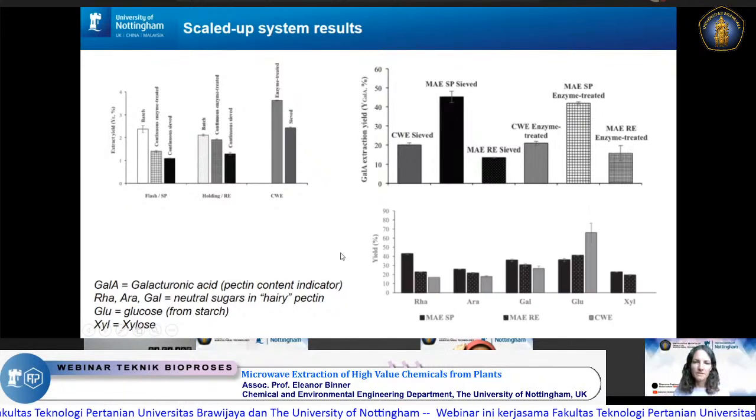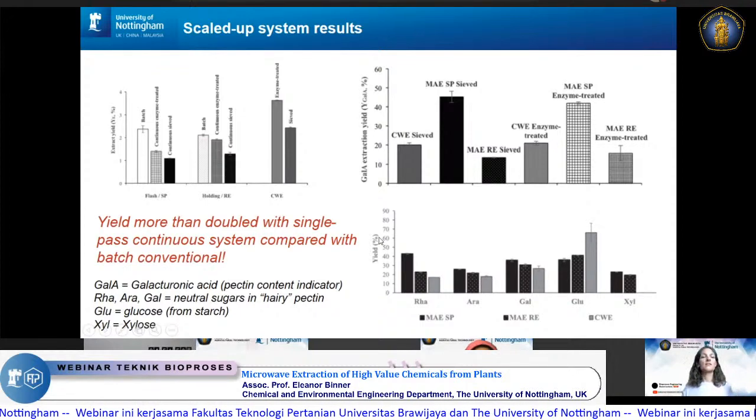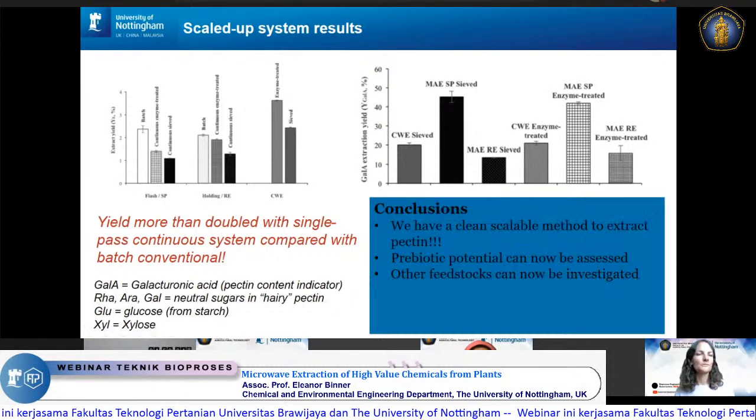So you can see from here, this is the sugar analysis. What we're interested in for hairy pectin is rhamnose and arabinose and galactose, okay? And you can see that the single pass one had the highest amount. So we had the highest yield and we had the purest hairy pectin sample as well from this process. So it's really exciting. The simple message is the yield was more than doubled with single pass continuous system compared with batch.